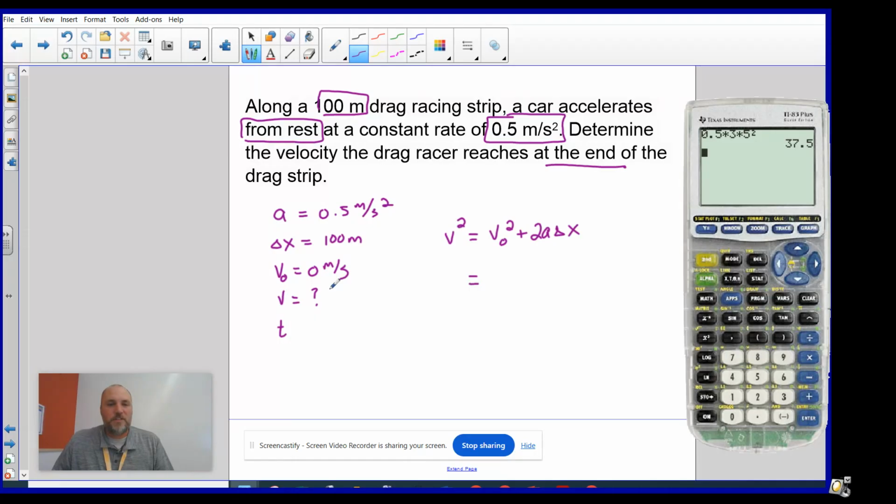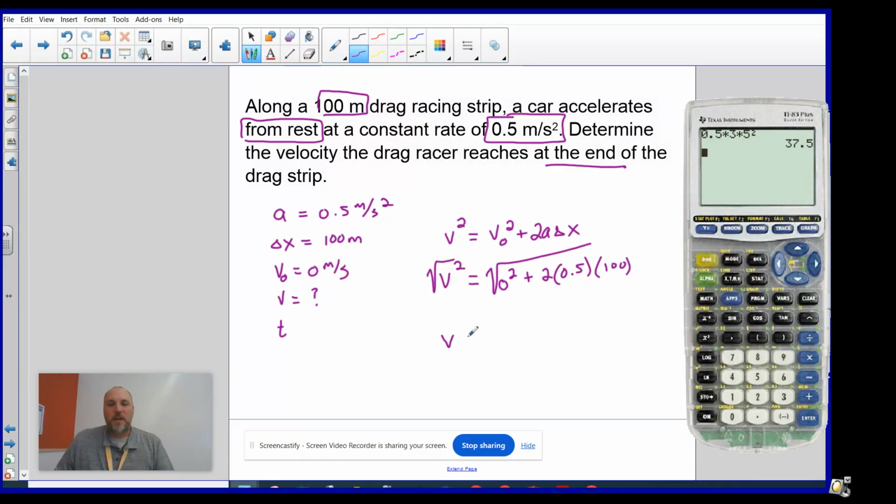I can start to substitute my initial velocity, 0 squared plus 2 times the acceleration, 0.5, times the displacement of 100. And that's going to give me my final velocity squared. Well, that's great, but I don't want the final velocity squared. I want just the final velocity. So how do we get rid of a squared? To get rid of that squared, we're going to take the square root of both sides of the equation. So taking the square root of v squared will give me just v.